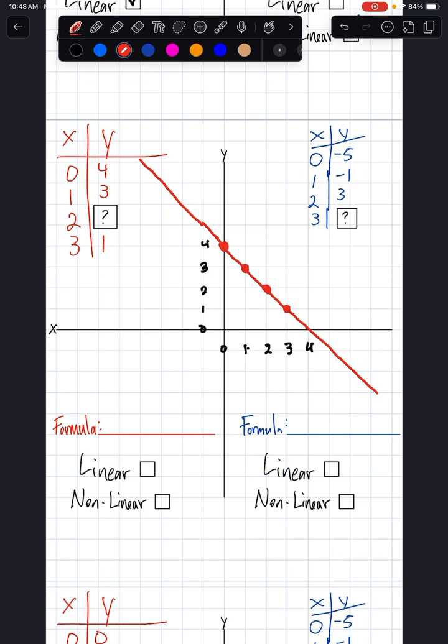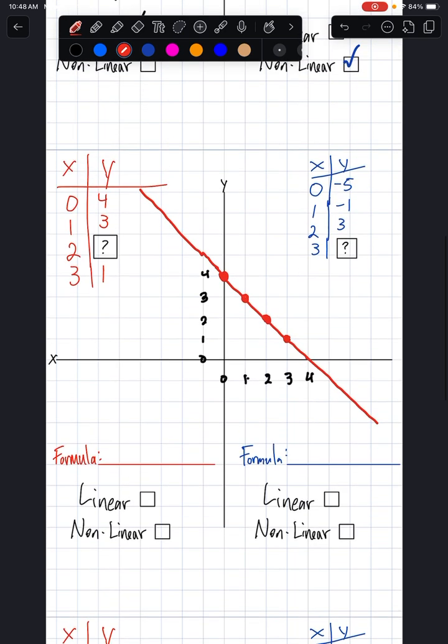And what I want you guys to do is try to write a formula for this line. So you can pause the video and start the formula. Okay, I'm going to write it. So it's y equals, our slope is down 1 over 1. So our rise is technically negative. Negative 1 over, our rise is negative 1, and our run is 1.